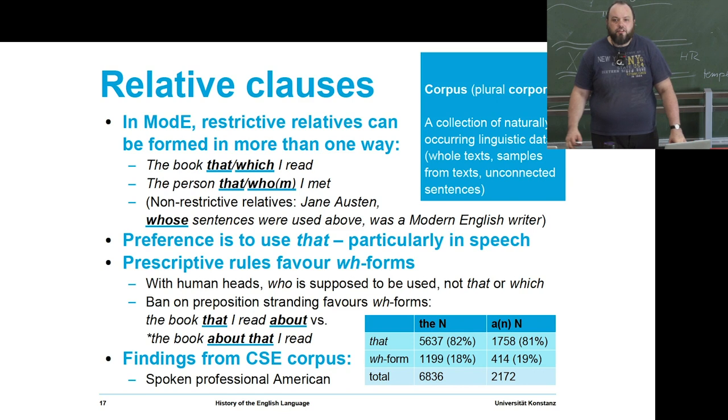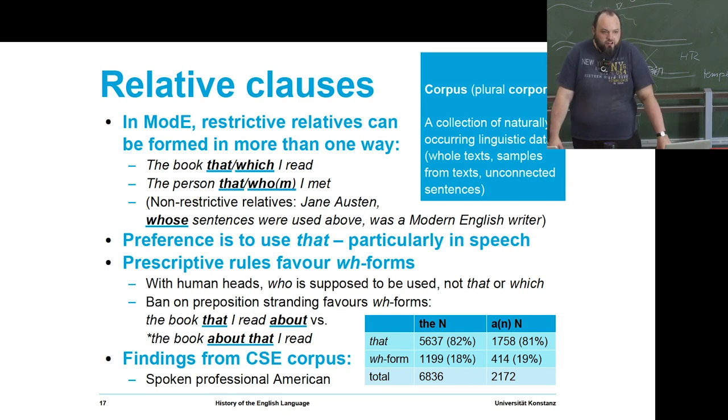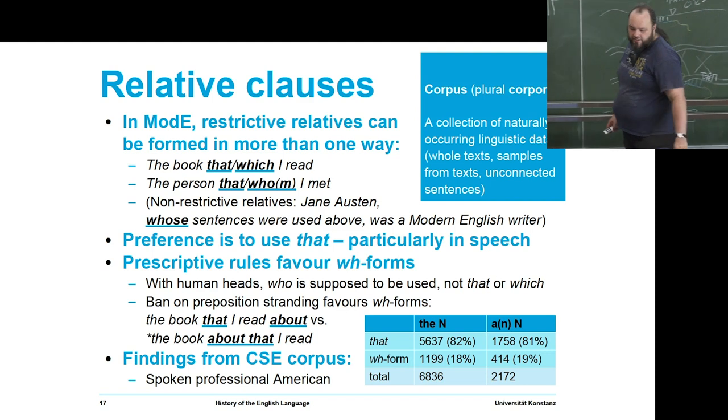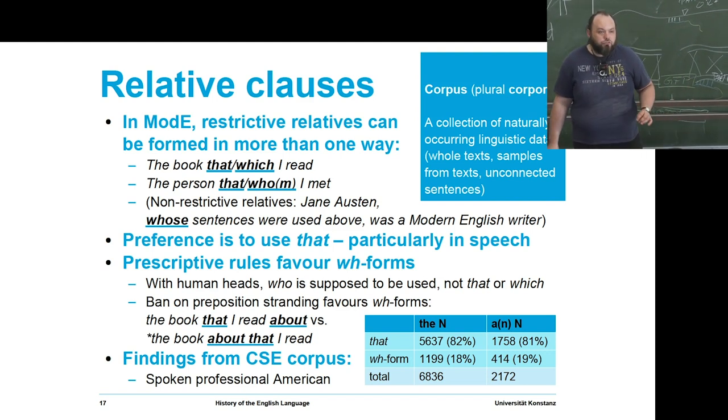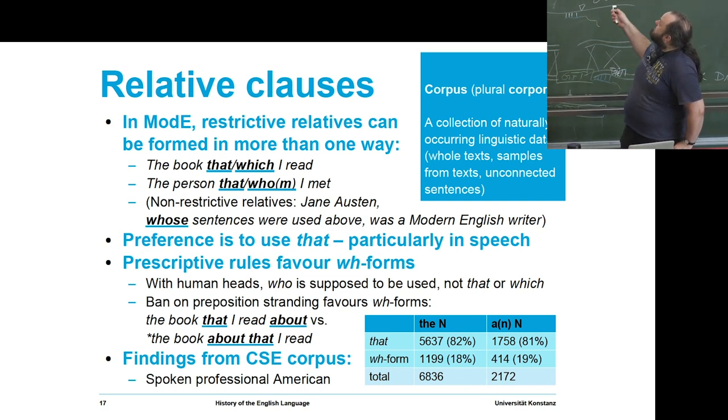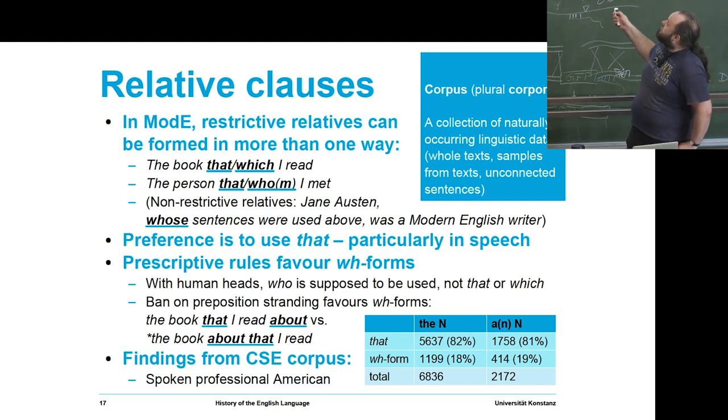You can say, the person that I met, the person who I met, the person whom I met, or the person I met. All of these are fine. So there's many different ways of forming relative clauses in English. We're focusing here on restrictive relatives, so I'm going to leave aside non-restrictive relatives, which is this kind of relative clause that adds extra information.